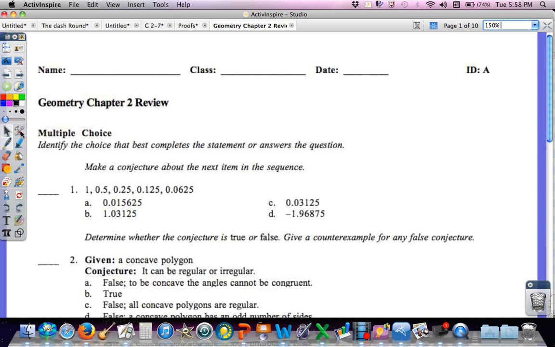Okay, we are going over Geometry Chapter 2 review. The first question, I can see that the numbers are getting smaller by dividing in half each time. So the correct answer for number 1 is going to be C. 0.0625 divided by 2 is 0.3125.